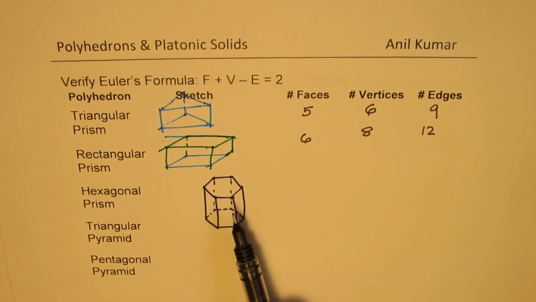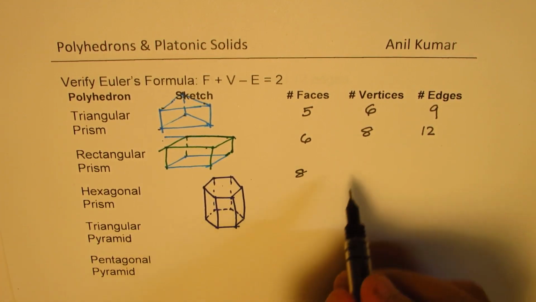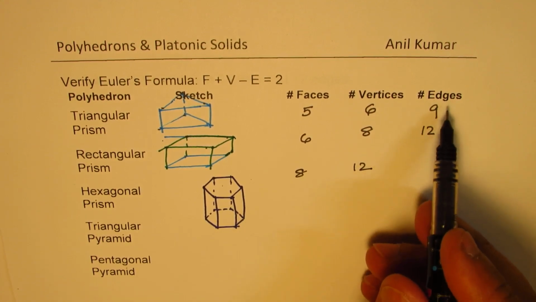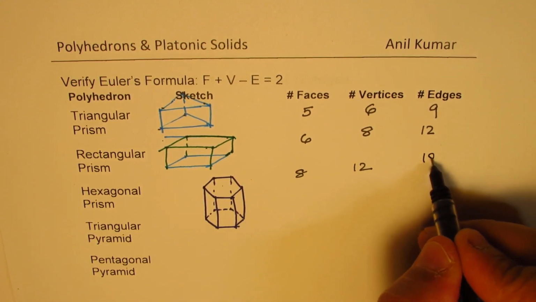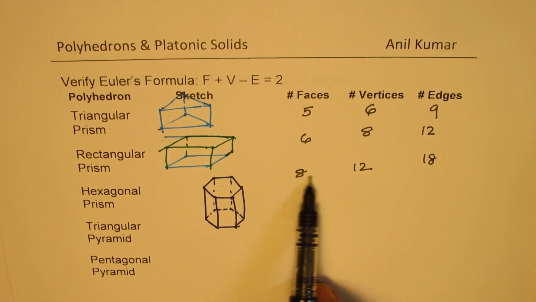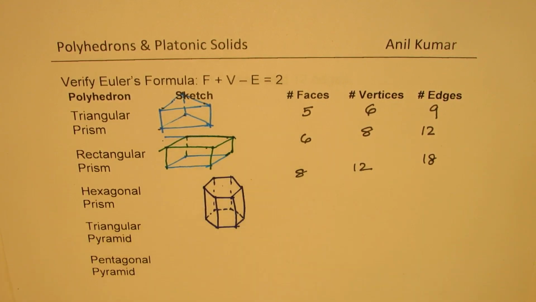The hexagonal prism will have how many faces? 2 hexagonal faces on top and bottom, and 6 of these which are rectangular. So we have 8 faces. Vertices: 6 on the top, 6 at the bottom, which makes 12. Edges: 6 on the top, 6 at the bottom, 12, and those standing vertical are 6 again, so it is 18. When you add 8 and 12, you get 20, and 20 minus 18 is 2. So it works. You get the idea.